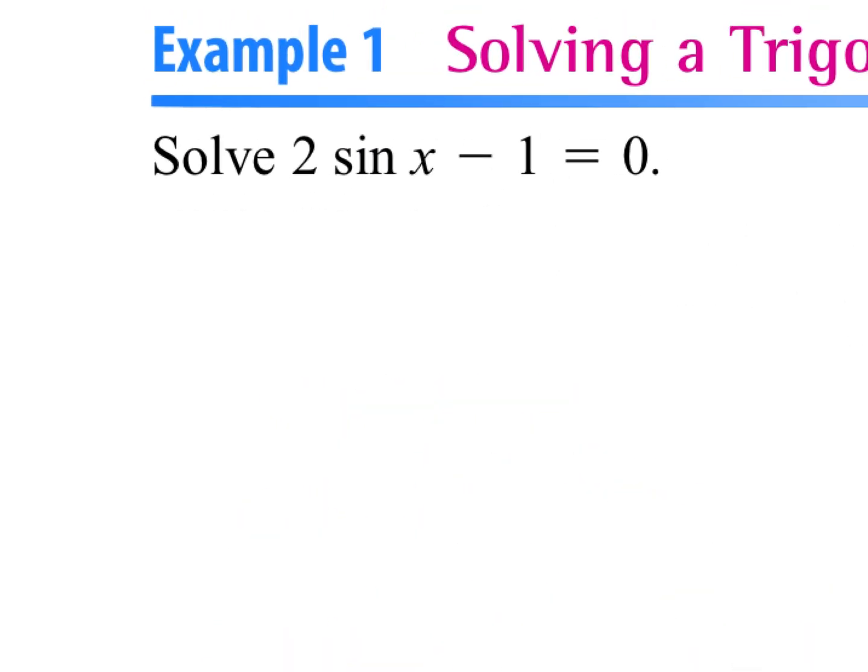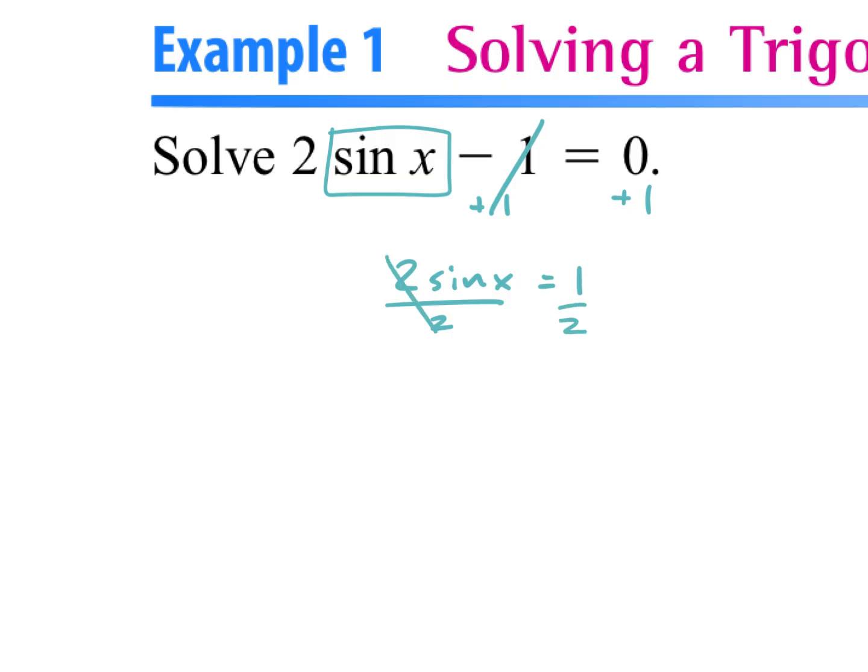So we want to get the trig function all by itself first. So what would I need to do to move everything else to the other side? Add 1. So 2 sine of x equals 1. What would we do next? Divide by 2. So sine of x equals 1/2.